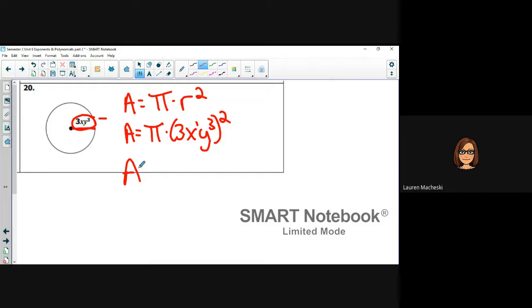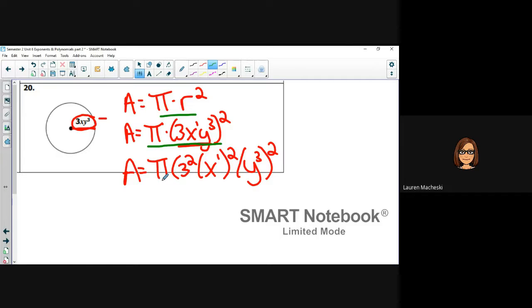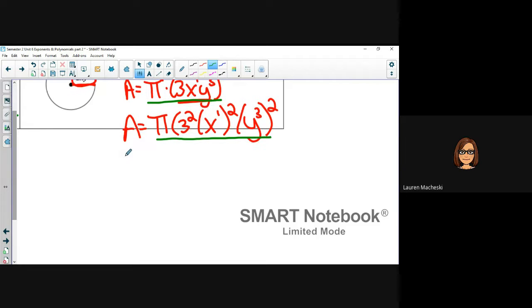So it is asking me to square every single thing inside of parentheses. So 3 gets squared, x to the first gets squared, y to the third gets squared. All I'm doing is showing my work. I wrote my formula. I substituted for my formula. Now I'm showing what I need to do. Now let's see if I can finish here.